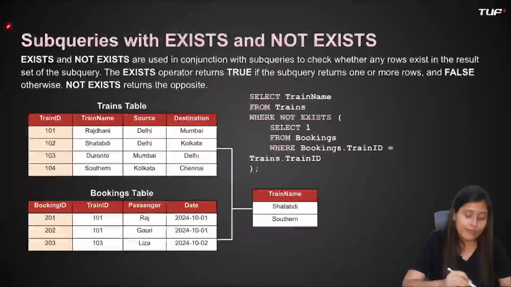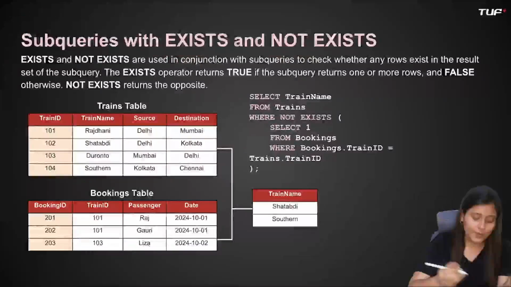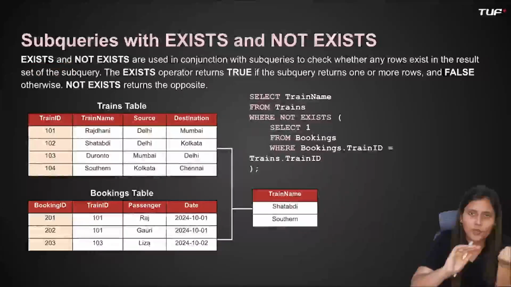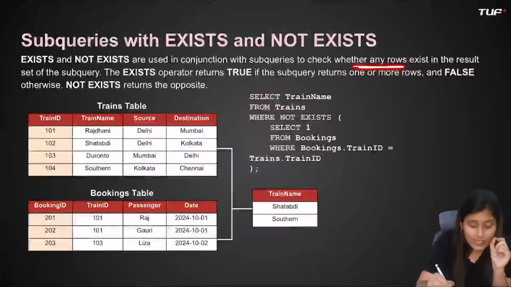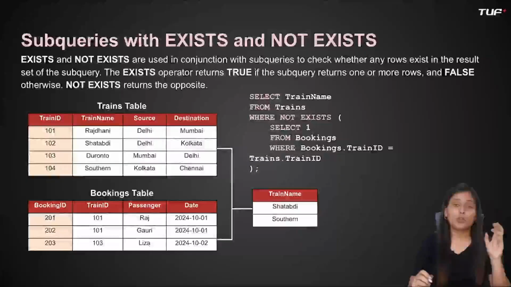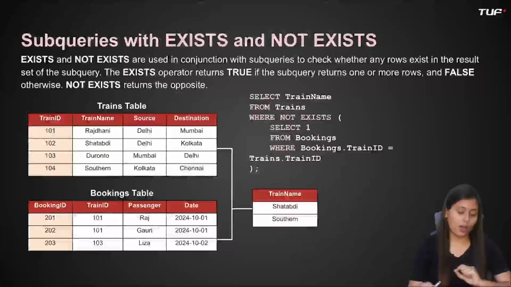Now next is subquery with EXISTS and NOT EXISTS. So what are the EXISTS and NOT EXISTS parameters here? EXISTS says whether some value already exists or not, and NOT EXISTS means it does not exist. These are used in conjunction with subqueries to check whether any rows exist in the result set of the subquery or not. Basically, we want to check whether that particular row exists in the subquery or not.